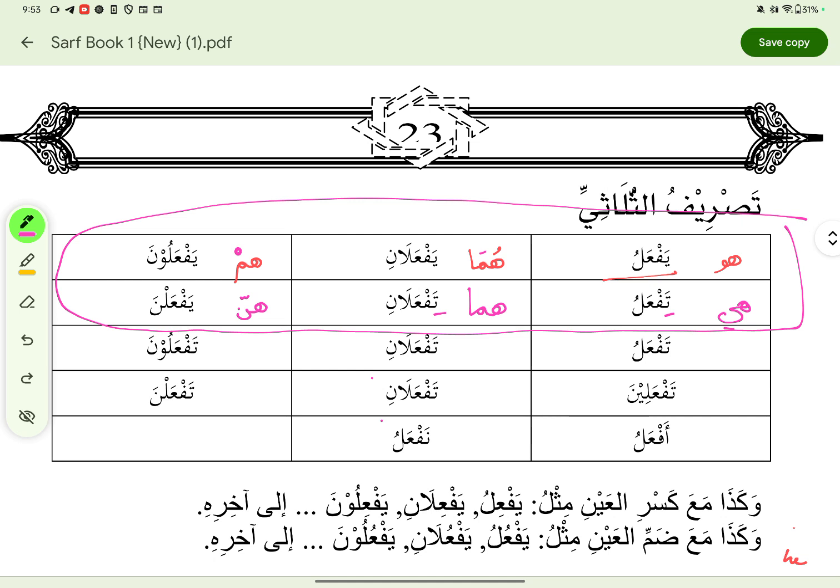هما يضعان. أحسنت. هم يضعون. Right. هي تضع. أحسنت. هما تضعان. أحسنت.